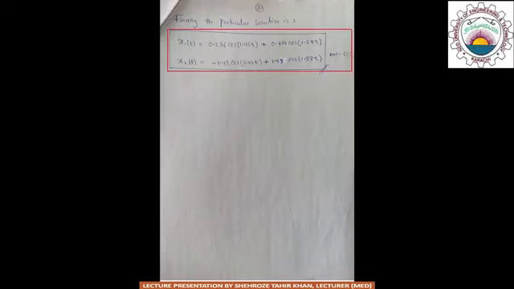x1 of t is equal to 0.286 cos of 2.45t plus 0.714 cos of 1.58t, and x2 of t is equal to 1.43 cos of 2.45t plus 1.43 into cos of 1.58t. So this lengthy problem comes to an end.